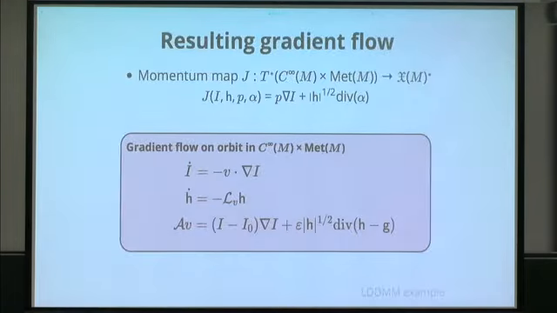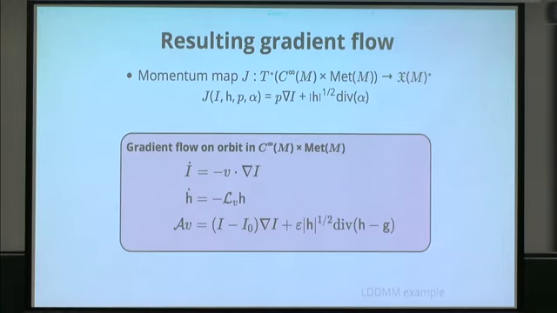And if you do it, you get the gradient flow that looks a bit like this. The first thing you have to do is to compute the momentum map. Straightforward. So alpha is now, let's say, a tangent... is in the tangent space of metric tensors. Actually, it's in the cotangent space. This is supposed to be a momentum map.